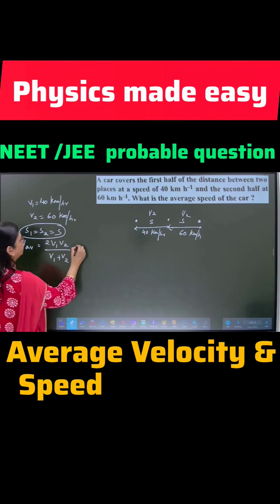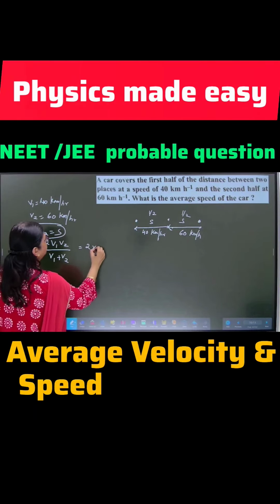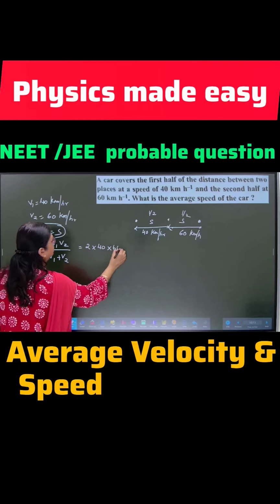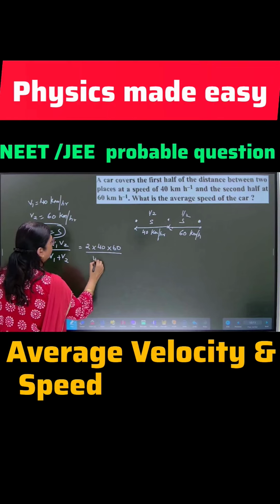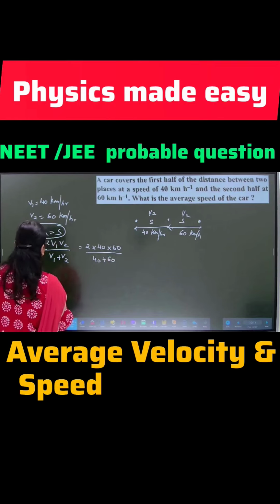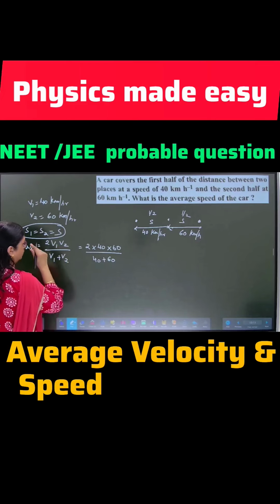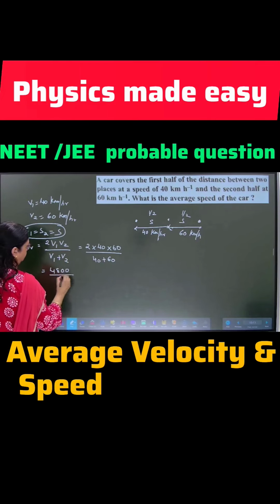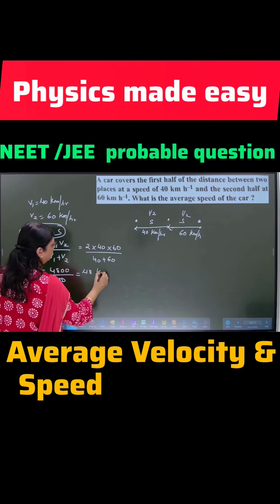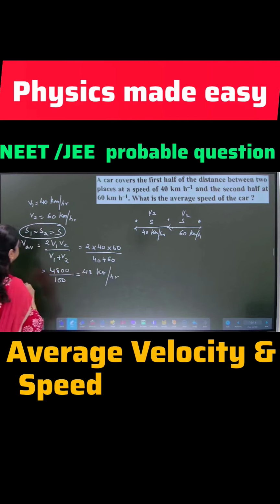Fine. So I substitute here. What is V1? 40. What is V2? 60. What is V1? Again 40 plus 60, which is equal to upon 100. 40 plus 60. So answer is 48 kilometers per hour.